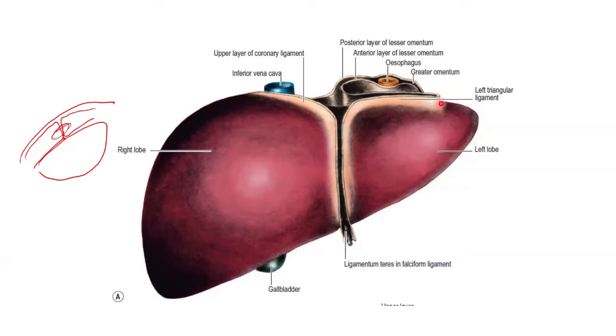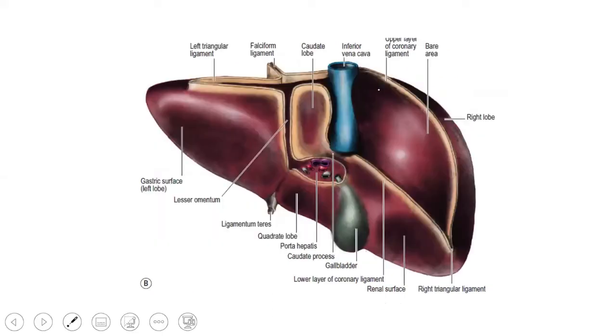On the left side, you have the left triangular ligament like this. And on the right side, you have the coronary ligaments, the upper layer of the coronary ligament. So these are the ligaments you can see from the anterior aspect. And if you look at the posterior aspect, this is the continuation of the upper layer of the coronary ligament. And on its lower end, you have the right triangular ligament. And it extends towards the left side as the lower layer of the coronary ligament.